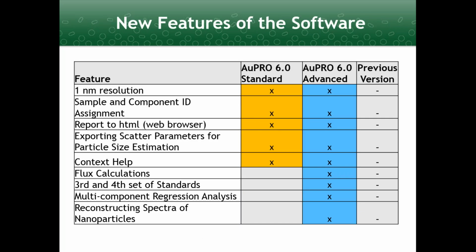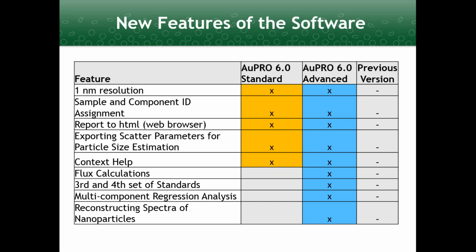And in the next slide, I tried to zoom in on the features that are new to version 6, and we'll try to illustrate some of them during this webinar. So what are these new features? 1 nanometer resolution is now available in version 6, meaning that you can select odd or even wavelength for your calculations, and the wavelength or absorbance will be exported to Excel with 1 nanometer resolution.